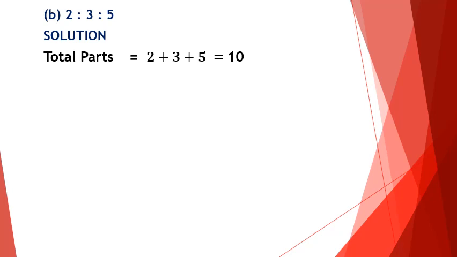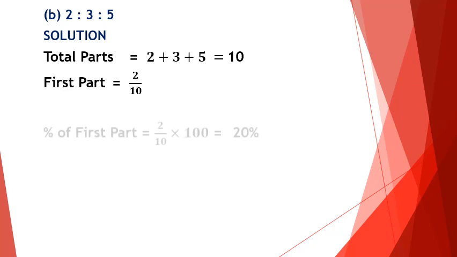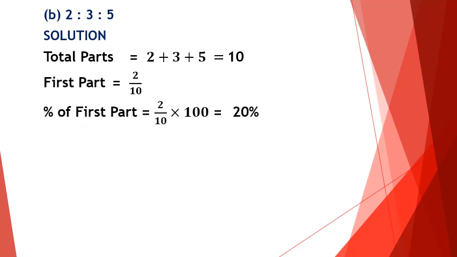So what is the first part of the ratio? Yes, it is 2 upon 10. So what is the percentage of first part? How to find the percentage? Whenever we are going to find the percentage, you have to multiply it by 100. So 10 and 100 can be cancelled. You will get in the numerator 10. So 2 into 10 equal to 20%.